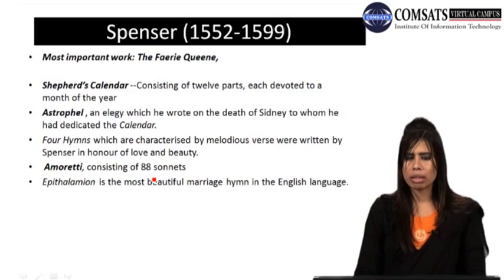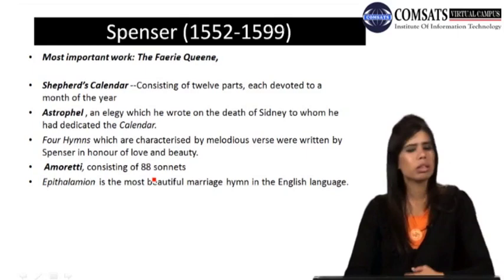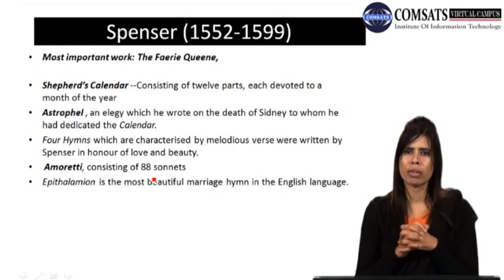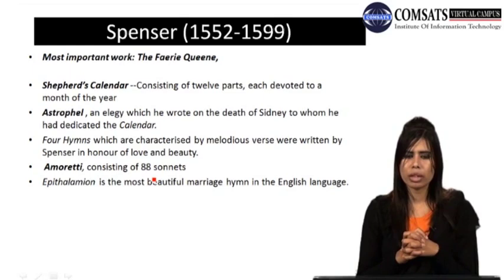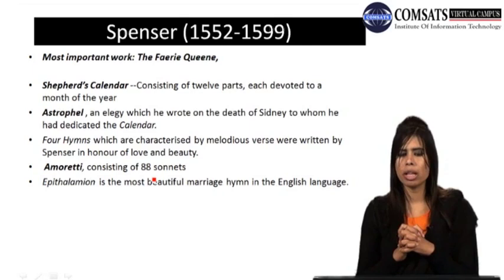Shepherd's Calendar, another work consisting of 12 parts, each devoted to a month of the year. Astrophel, an allegory which he wrote on the death of Sidney, to whom he has dedicated the calendar. So basically, he dedicated the calendar and he wrote Astrophel after the death of Sidney.